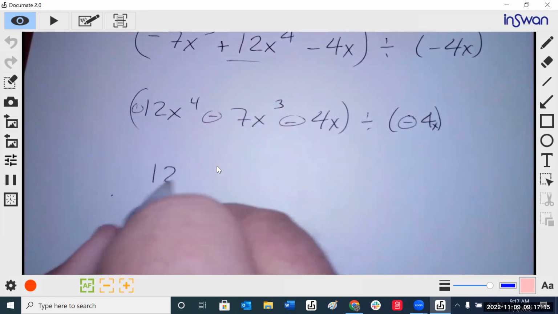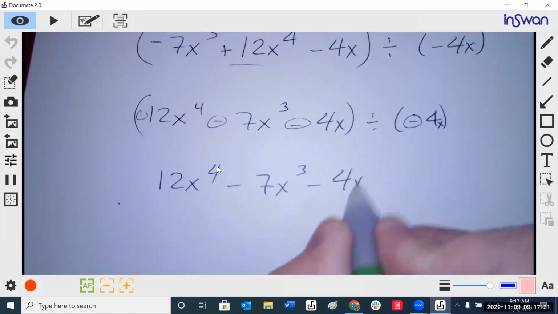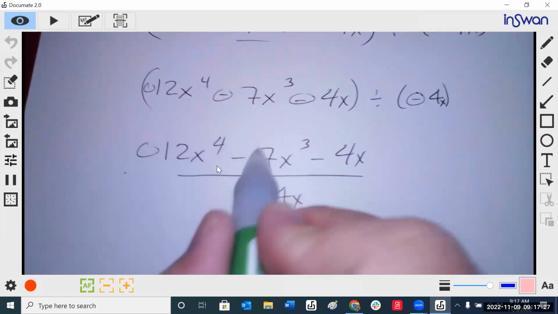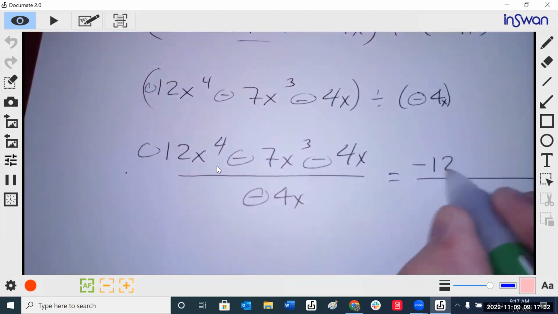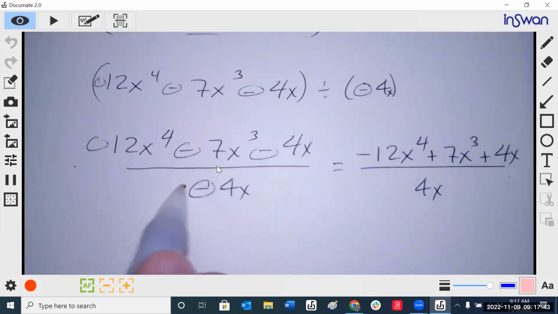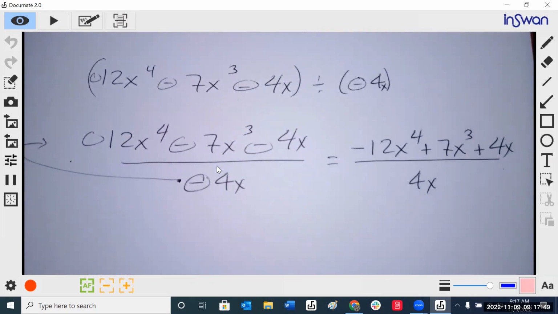Remember, it could be written as this if you wanted to. So this negative changes everybody's signs. Negative 12x to the fourth, positive 7x cubed, positive 4x over positive 4x. So that's the first thing I did, is get rid of the bottom negative sign. Well, second thing, first thing I rearranged it. So you have decreasing exponents and a positive denominator.